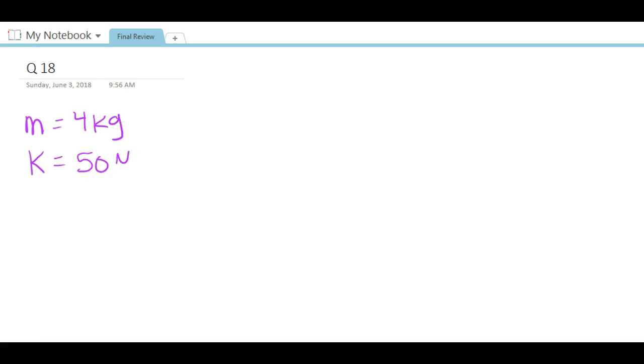Mass is 4 kilograms. It says force constant, which we know is spring constant, which is K, or 50 newtons per meter. Then you have delta X, which is 20 centimeters, but centimeters are no good, so we change that to 0.2 meters. So the first part says, what's the time period? Time period is just the period.